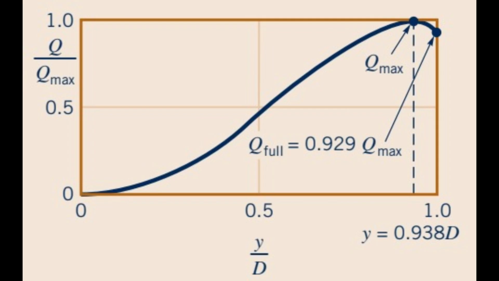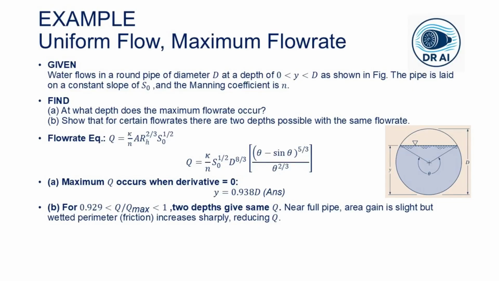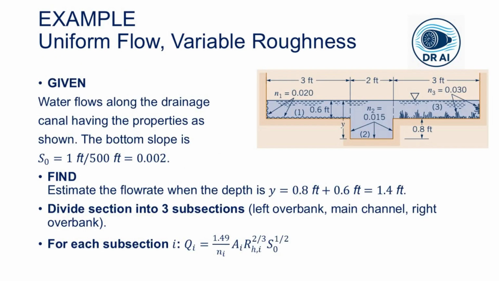Why? Because when you get very close to the top, the small increase in the area you gain by filling the pipe a tiny bit more is offset by a large increase in the wetted perimeter, which increases the friction. More resistance for very little gain. This is a non-intuitive but crucial result for designing storm sewers.